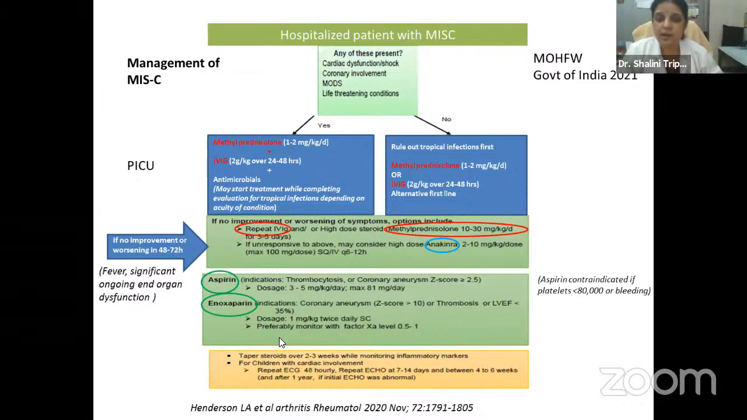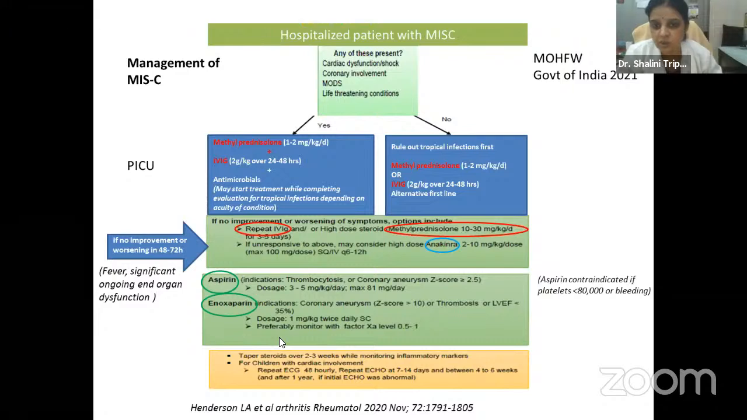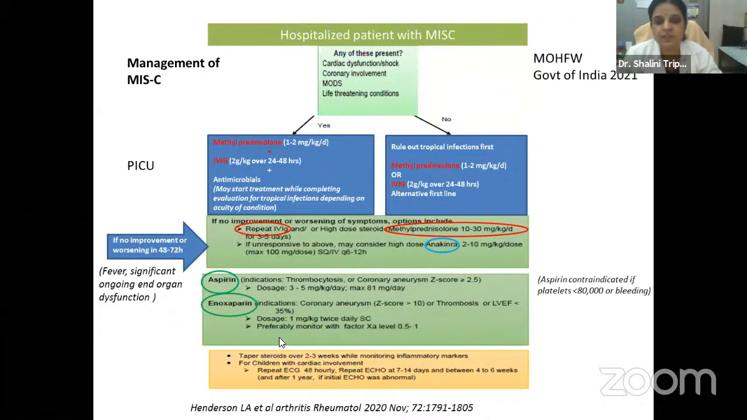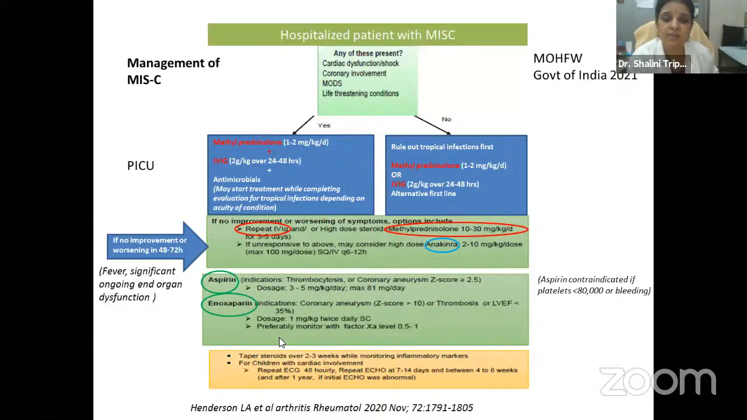For the patients who were in shock and had evidence of LV dysfunction, pericardial effusion, valvular involvement, or some aneurysm, we have to do a repeat echo after 7 to 10 to 14 days, then around 1 to 2 months, and then after 1 year if the initial echo was abnormal. And if the first ECG showed some abnormality, we are going to repeat the ECG every 48 hours till that abnormality resolves.